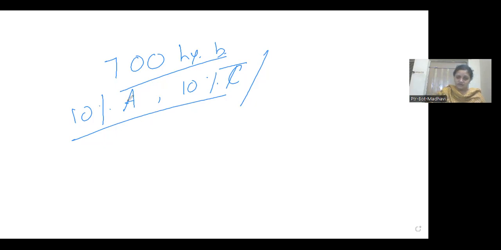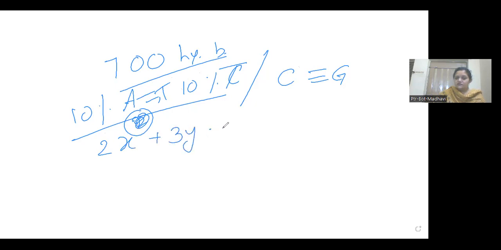Here they have given adenines as 10%. Adenines always make a double bond. Adenine bonds with thymine with a double bond, and cytosine always pairs with guanine with a triple bond. So with this, you can use the equation 2x plus 3y is equal to 700, where we are counting the hydrogen bonds.